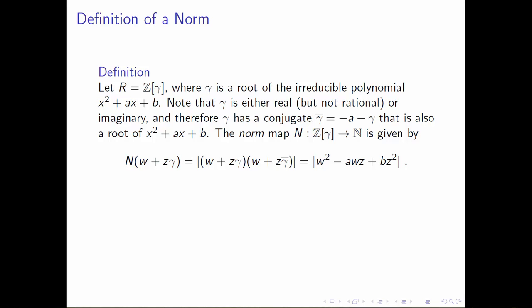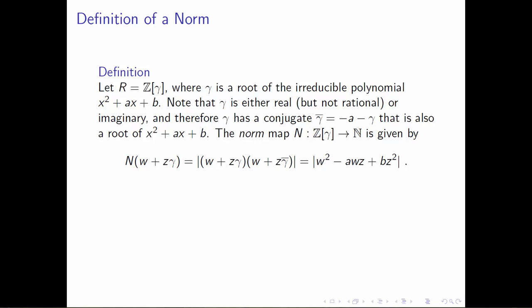And playing around with the equation x squared plus ax plus b equals 0, you can find that this other root of the polynomial, gamma bar, is negative a minus gamma. That's also a root of this polynomial. And so what we do is we define a norm map.